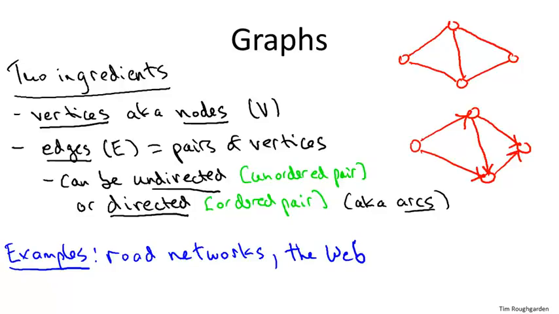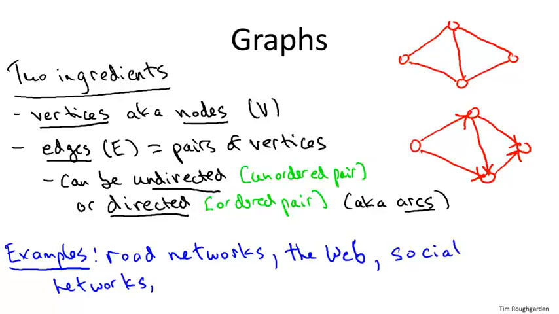The web is often fruitfully thought of as a graph, a directed graph. Here the vertices are the individual web pages and edges correspond to hyperlinks. So the first vertex in an edge, the tail, is going to be the page that contains the hyperlink. The second vertex, or the head of the edge, is going to be what the hyperlink points to. So that's the web as a directed graph.